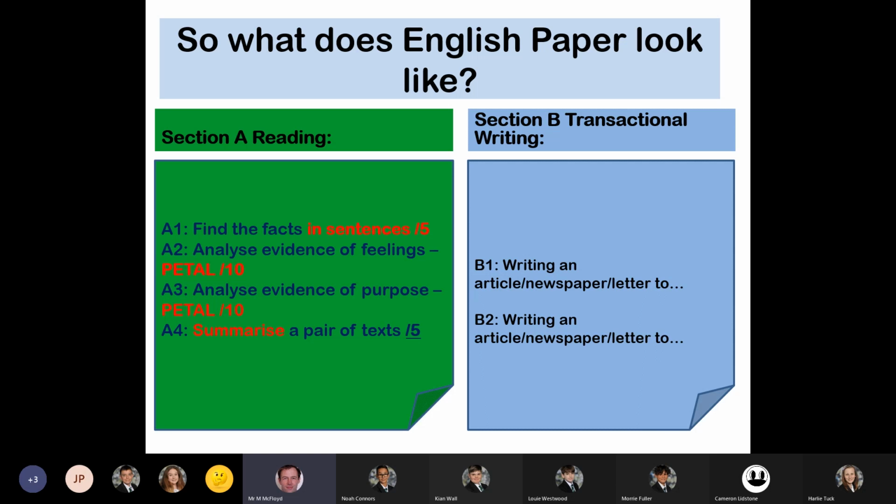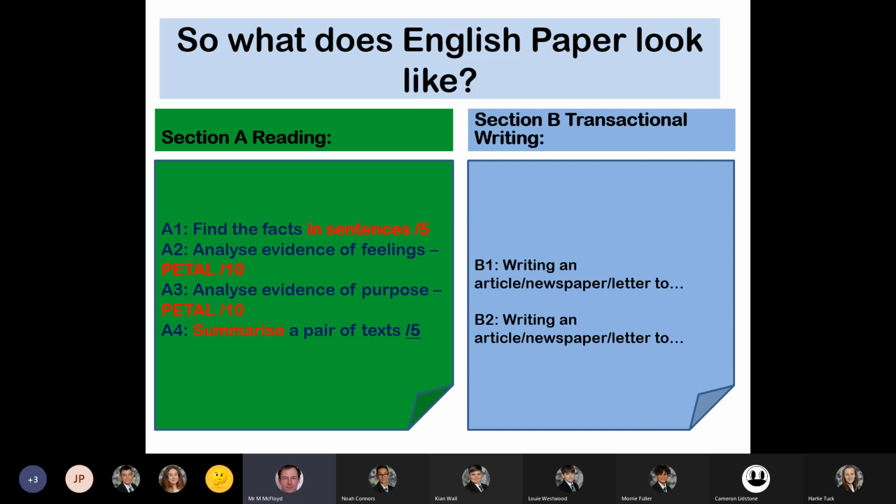A2, that is question 2 in your test paper, will ask you to analyze evidence. So looking for how a character feels based on a piece of writing. You've done this many times before. You did it with tribes in year 7. You'll have done it with boy in striped pajamas in year 8. And we also looked at it in Dracula, I think it was at the beginning of year 9. So question A2, you have a lot of experience with.